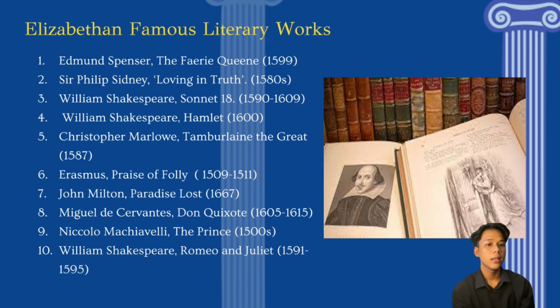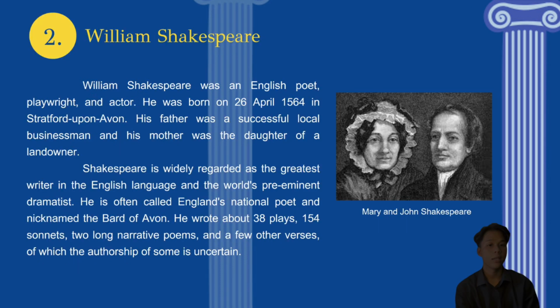As you can see, these are famous literary works: Edmund Spenser, The Faerie Queene; Sir Philip Sidney, Loving in Truth; William Shakespeare, Sonnet 18; William Shakespeare, Hamlet; Christopher Marlowe, Tamburlaine the Great; Erasmus, Praise of Folly; John Milton, Paradise Lost; Miguel de Cervantes, Don Quixote; Niccolo Machiavelli, The Prince; and the last, as everyone knows, William Shakespeare, Romeo and Juliet. That is all for the Elizabethan age and Queen Elizabeth I.